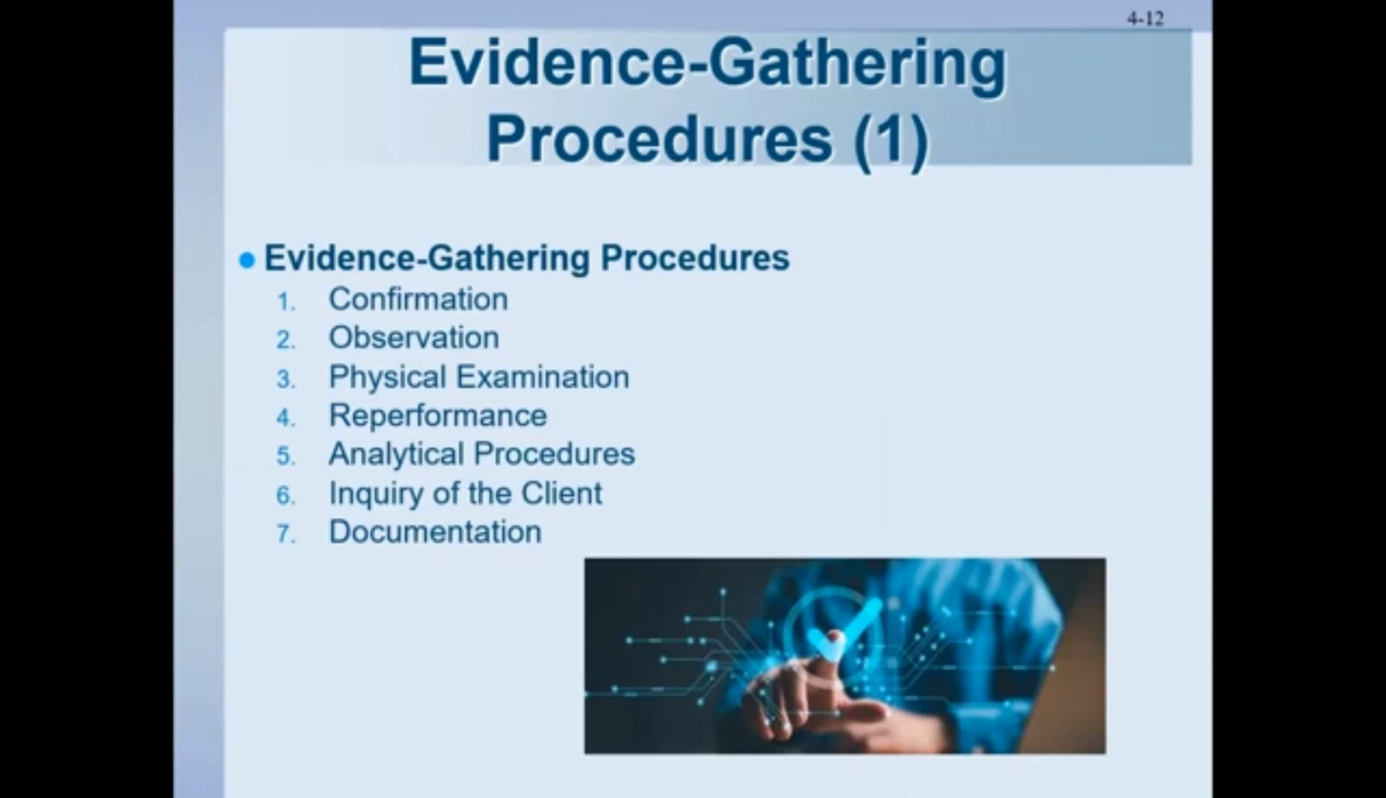The next one is inquiry of the client. It is a necessary procedure for obtaining information that does not exist in written form. For example, if the auditor determines with a high likelihood that an audit client will not continue to exist, the auditor may ask the client whether it has plans to decrease that likelihood. Although written plans could exist, certain portions of them, particularly those still being formulated, may not be written. Inquiry of the client. And the last one is documentation.